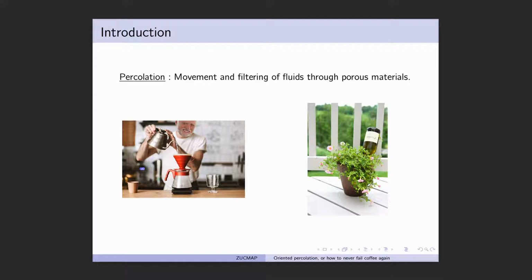And these two pictures would correspond to examples of percolation. So you have a liquid which penetrates a material, and we try to see exactly how it manages to go through.